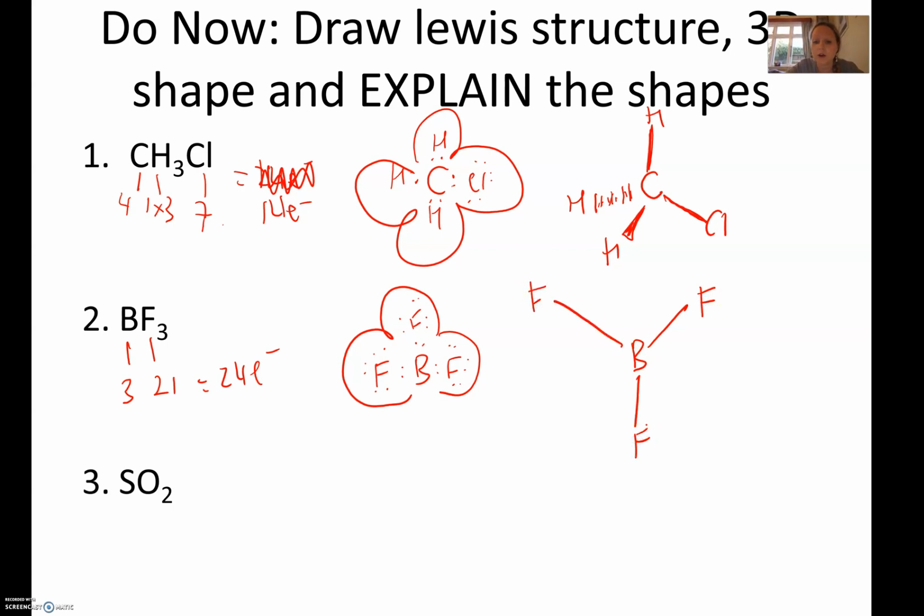So just like so. SO2, 6 times 2, so this gives us 18 electrons. Sulfur in the middle because it's by itself. 1, 2, 3, 4, 5, 6, 7, 8, 9, 10, 11, 12, 13, 14, 15, 16, and 17, 18. So one of them doesn't have enough electrons, so we're going to have to move this pair and create a multiple bond.